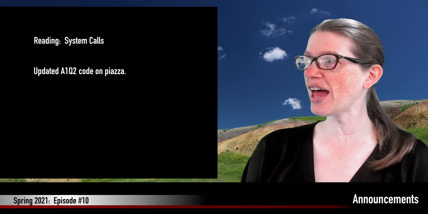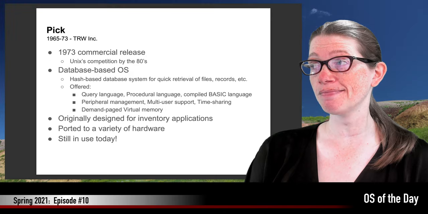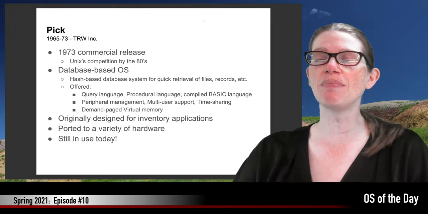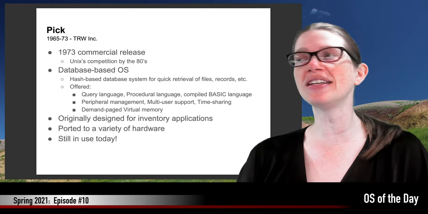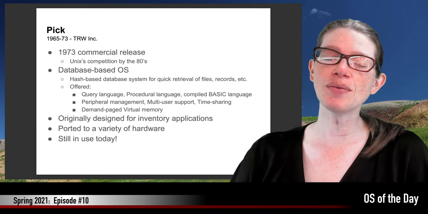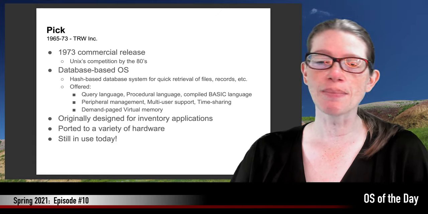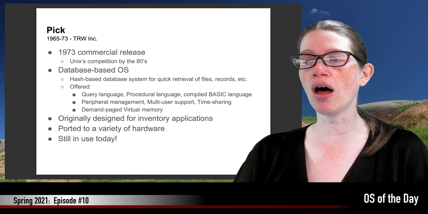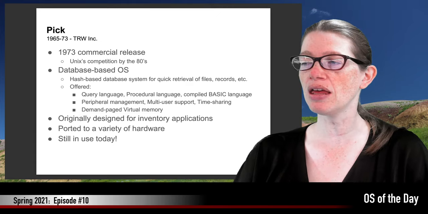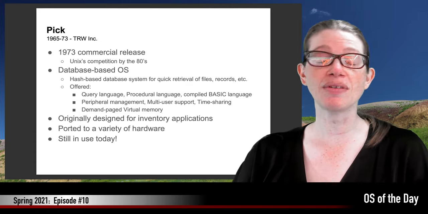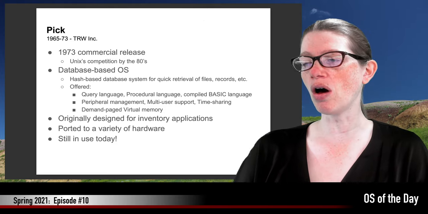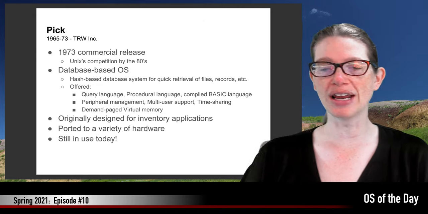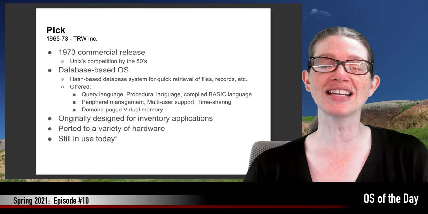All right, so let's look at our OS of the day then. Today's OS is called PIC, and PIC was under development in 1965, and it was made by a company called TRW Inc. The gentleman who actually wrote the code for the PIC operating system is named Dick PIC, and they named the operating system after him, which is very common with more recent operating systems, to name them after their creator. The commercial release was 1973.